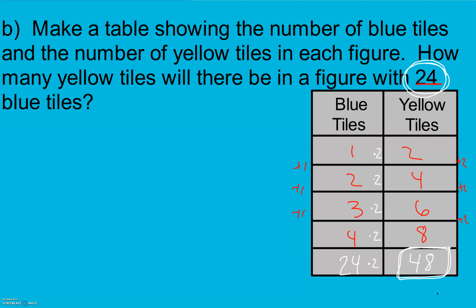So we can either extend our patterns by adding or subtracting the same thing every time, or we can see if there's a way that we can multiply or some other way to get our pattern there. So we could have listed them all out, 1, 2, 3, 4, 5, 6, 7, all the way to 24, or we can look for another pattern. And here I can see that each time I can start with my blue tiles, double it or multiply by 2, and get how many yellow tiles I have. So I'll have 48 if I have 24 blue tiles.